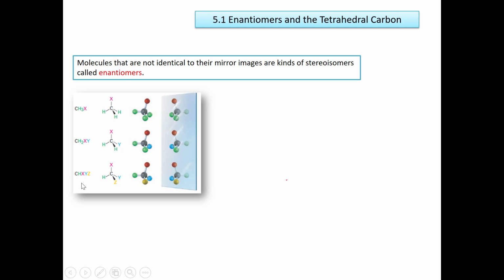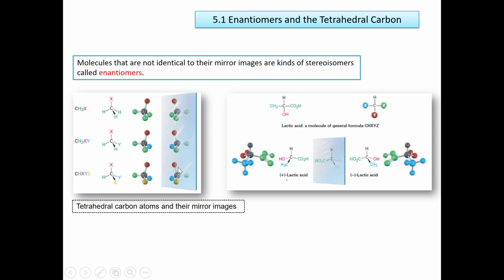If we have 3 different substituents, also the same. We always have that both mirror images are exactly the same compound. Okay. However, what happens if we use a carbon that has 4 different substituents? For example, this lactic acid. We have a carbon that is bonded to a hydrogen, a carboxylic acid, a methyl, and an OH.